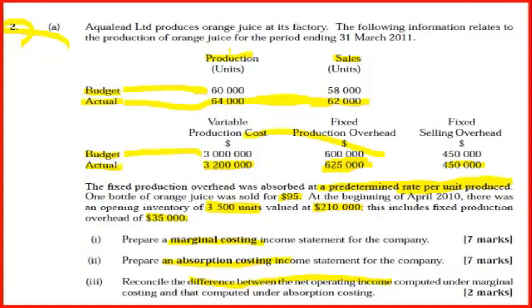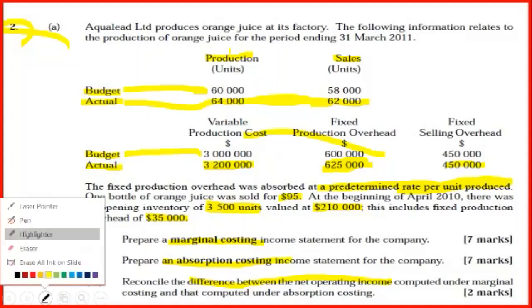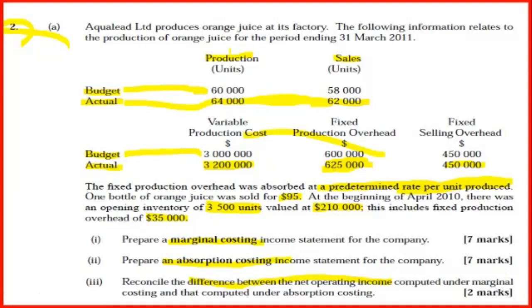So it will be the total production cost. It is 3,000. It would be 3,000. Let me just work that out for you here. It would be 3,000. 3 million, that is.